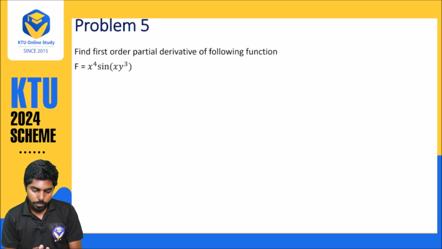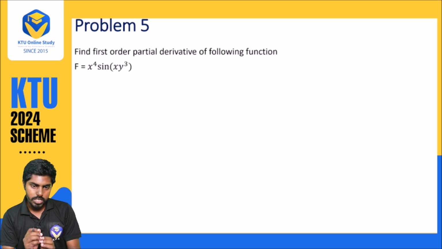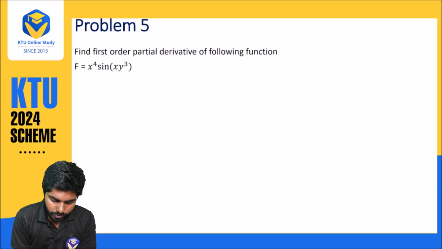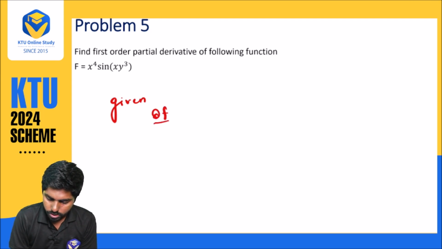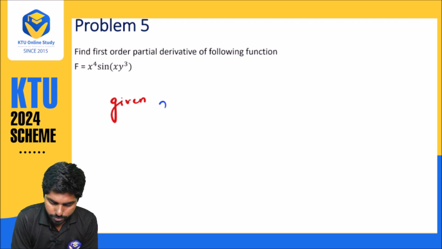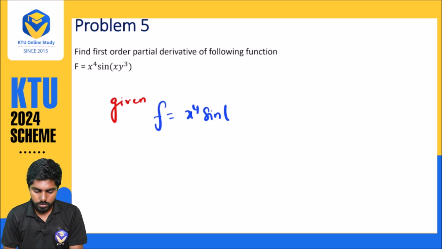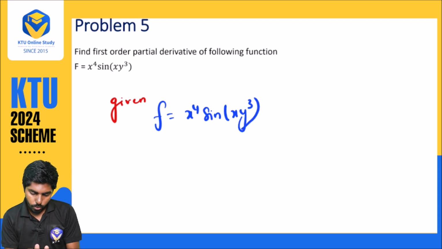So in problem number 5, you just observe very carefully. What have they given? Given f is equal to x power 4 sin x y cube. So here you want to be very careful.